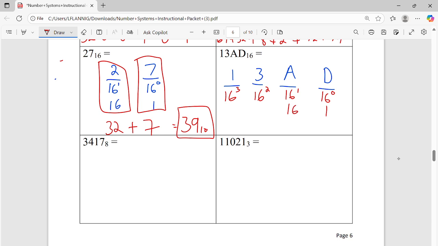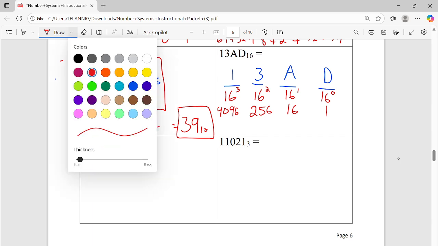16 squared. Now, on the test, you will get calculators, so you don't have to know what 16 squared is off the top of your head or try to figure it out. You can just do 16 times 16 on your calculator and get 256. Same thing, we're going to multiply by 16 times 16 times 16 to get 4,096 for 16 to the third power.